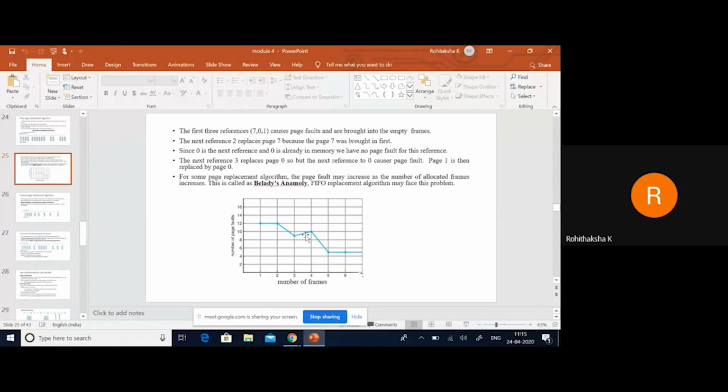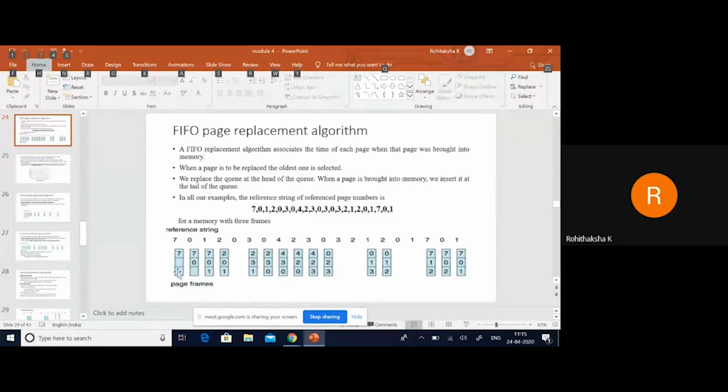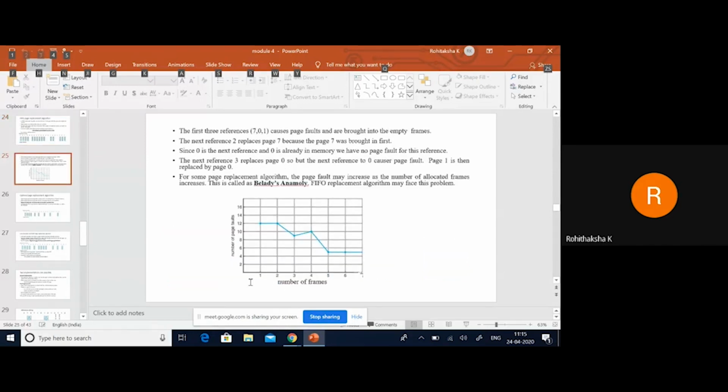Now if you go with 4 frames, as I took in the last slide, how many page faults were there? 1 2 3 4 5 6 7 8 9 10, 11 12 13 14 15. I think it is 15. I took the same thing. But for some page replacement, the page faults may increase as the number of allocated frames increases. This is called FIFO.